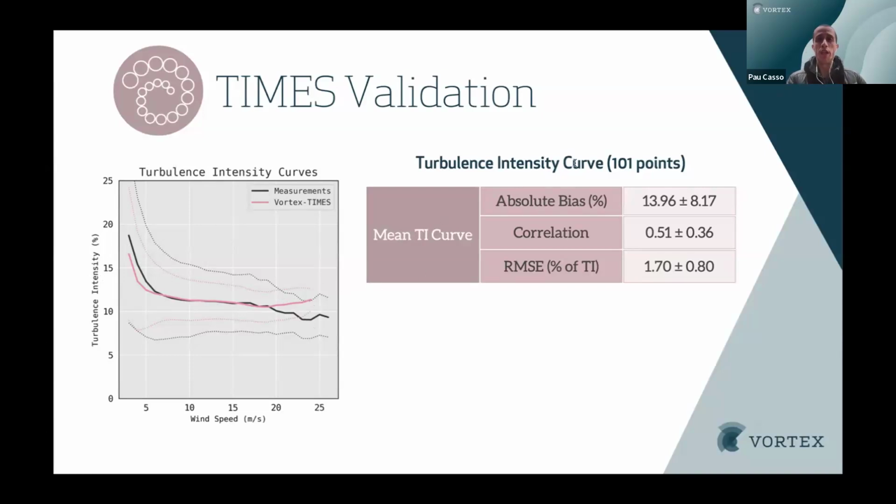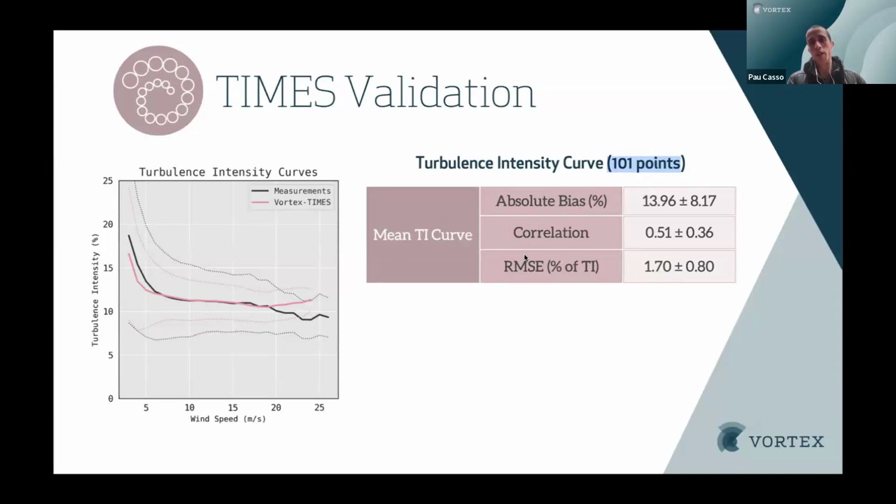And what we did is, for about 100 sites, which was the number of sites where we had measurements of turbulence available, we were able to cross-check some metric that tells us something about the distance between the curve from our times and the data.